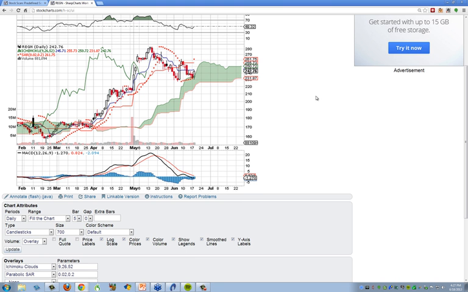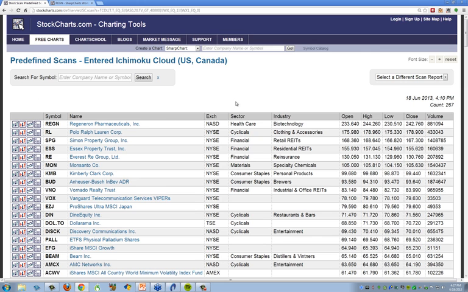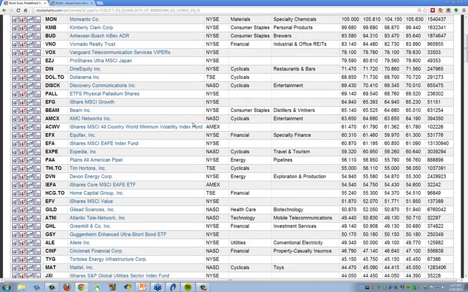Can we look at HAS? All right, so let's do this. I'm going to do the predefined scan. We're going to use this scan that we just set up. Does everybody know how we did this scan? And we're going to go through a lot of these.